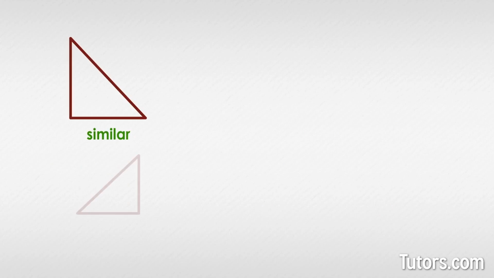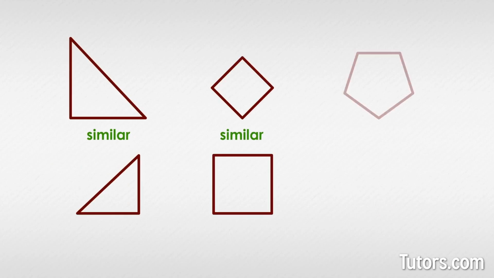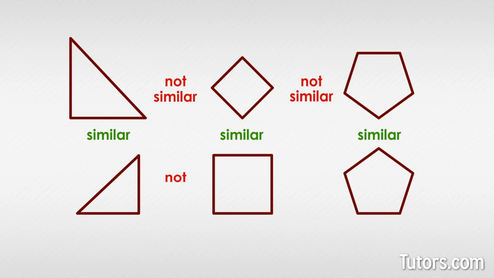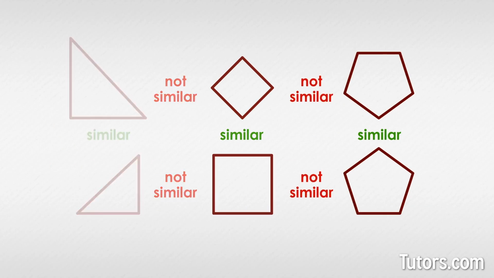All polygons can have similar pairs: two triangles, two squares, two pentagons. You just cannot say a right triangle is similar to a square, for example.